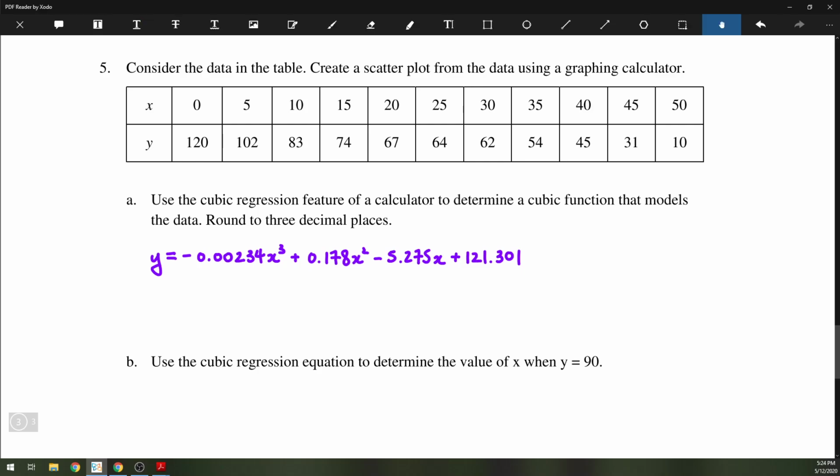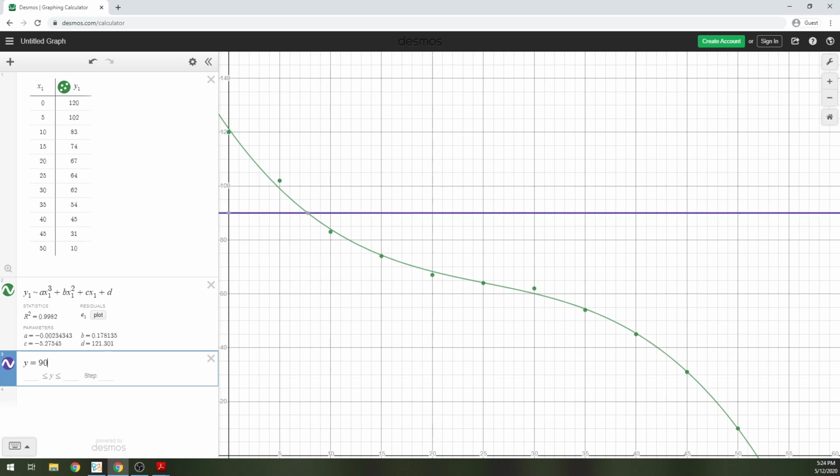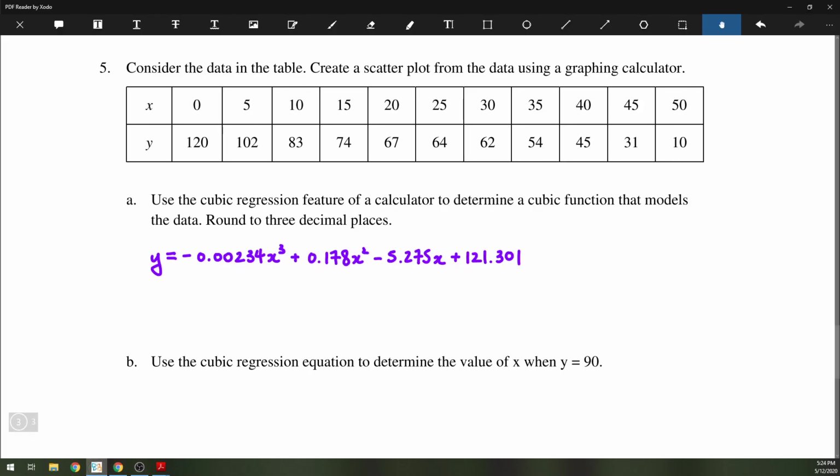It says here, use the cubic regression equation to determine the value of x when y is equal to 90. So we go back to Desmos. We simply let y equal 90. That will produce a horizontal line, and we just look for the intersection between the curve, the cubic regression equation, and the straight line. So x is going to be equal to 7.758. So we simply let y equal 90, and then x will be 7.758.